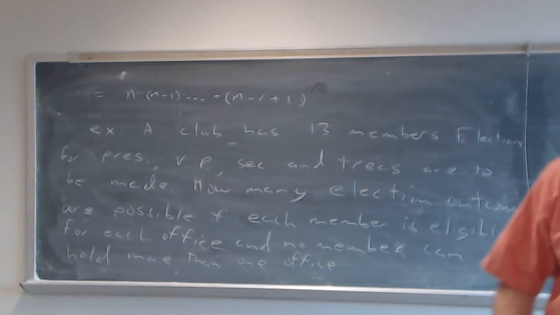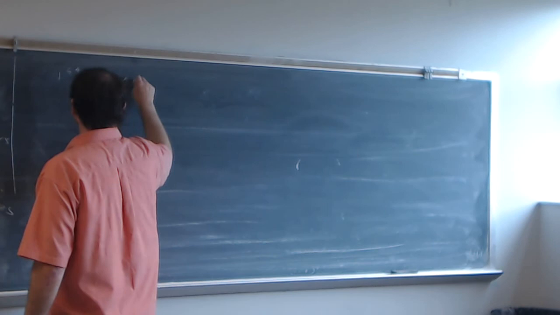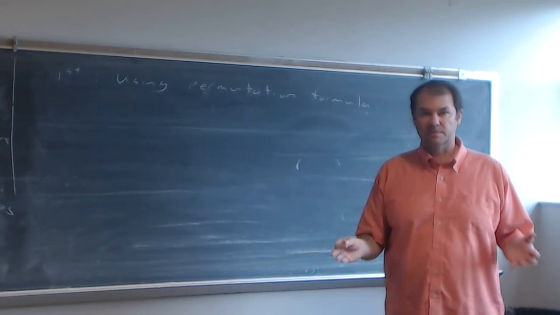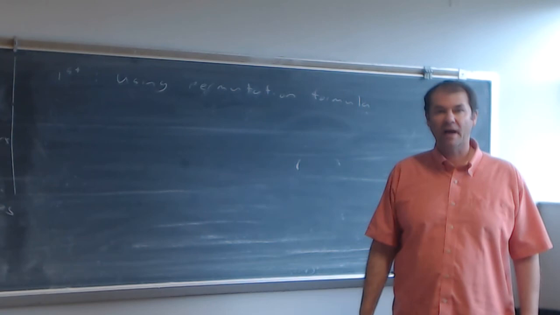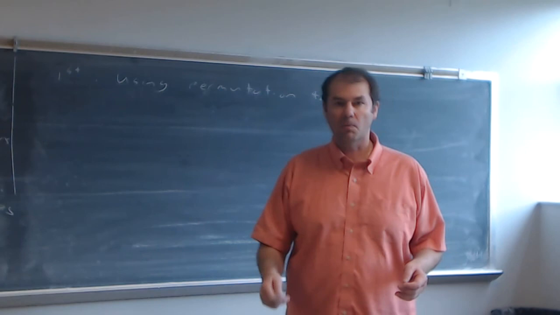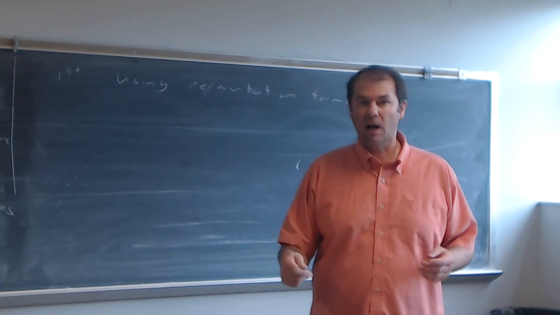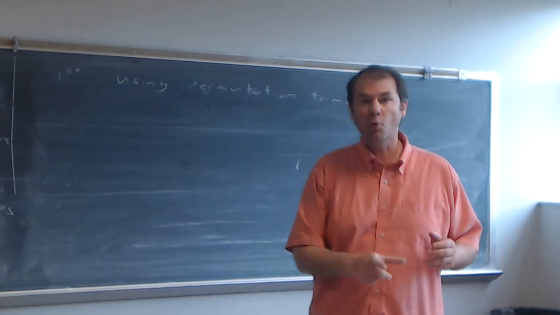I'm going to do this in two ways. First way, I'm going to use the permutation formula, and you'll really see that they're both the same. But when I say the permutation formula, here's what I mean. We've got 13 different people, and we're trying to elect officers for president, vice president, secretary, and treasurer. If I just list four people, say Al, Bob, Carl, and Dan, that would indicate that Al was president, Bob was vice president, Carl was secretary, and then Dan was treasurer. So the order in which I list them indicates which position they're holding.